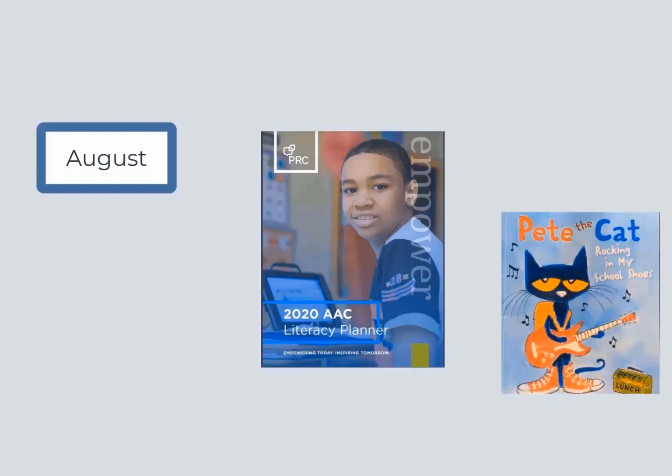We invite you to learn about AAC and literacy through the PRC 2020 AAC Literacy Planner. Our story for this month is Pete the Cat, Rockin' in My School Shoes.